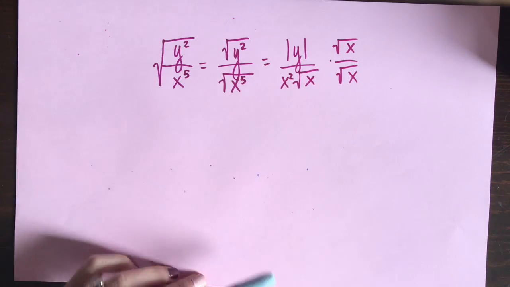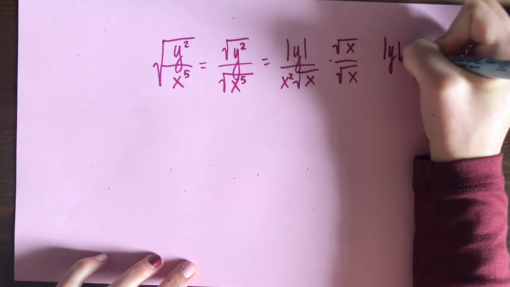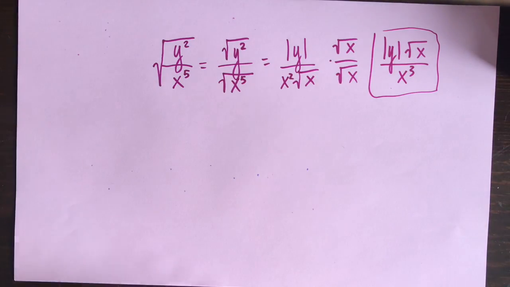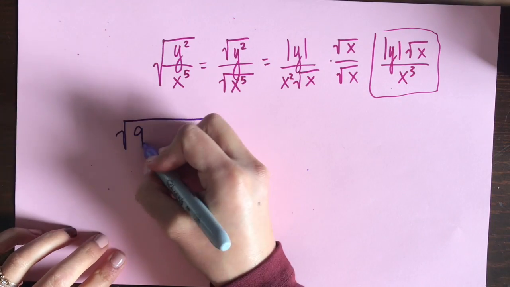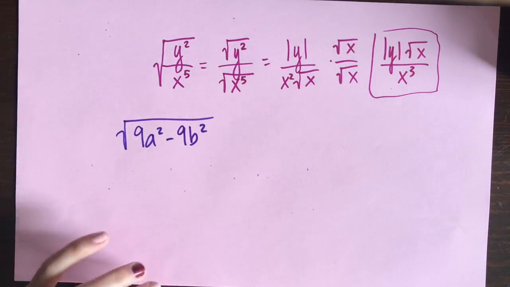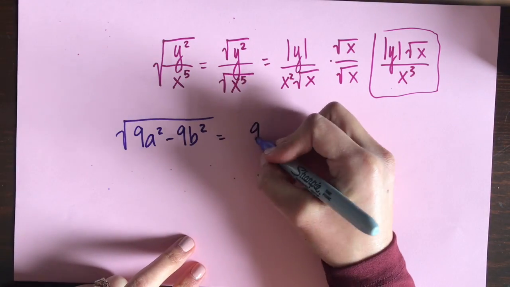And then it's going to be x squared over root x. Now I have to get rid of that root x, so I'm multiplying it by root x over root x, and end up with the absolute value of y times root x over x cubed. Yeah, just remember that absolute value rule. It's just because I'm taking only the positive solution. That's what I usually do with radicals, so that's all that is.